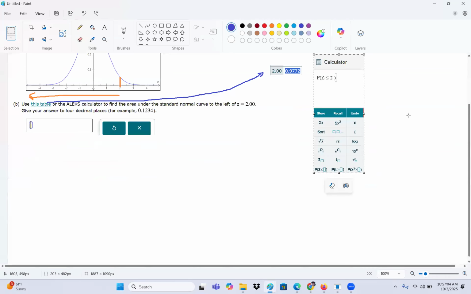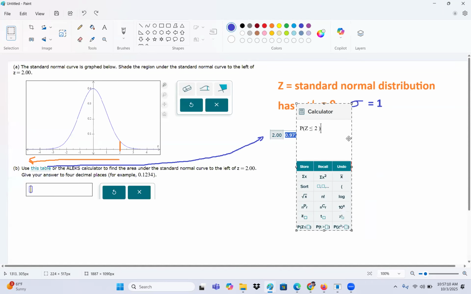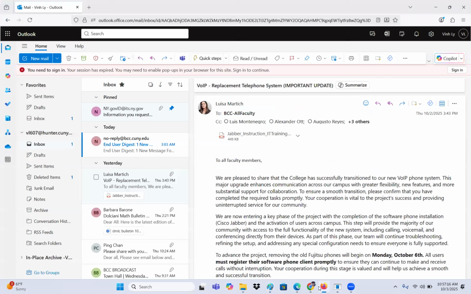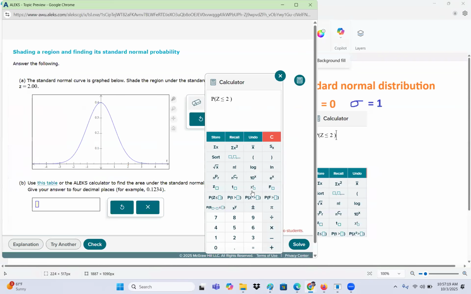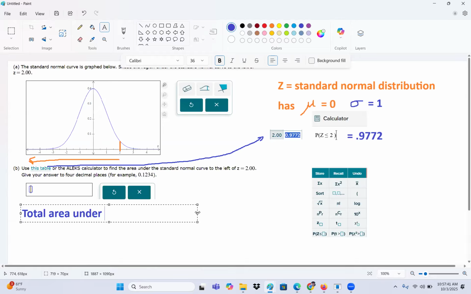Use 5 numbers instead of 4, and that's going to give us the answer, 0.9772. It's not a problem for us. Remember, the total area under the curve has to be one. Like I said, this is the normal distribution, so the total area under the normal curve is 100%.